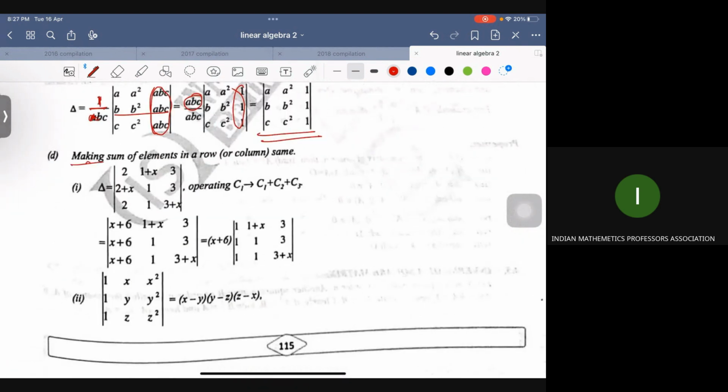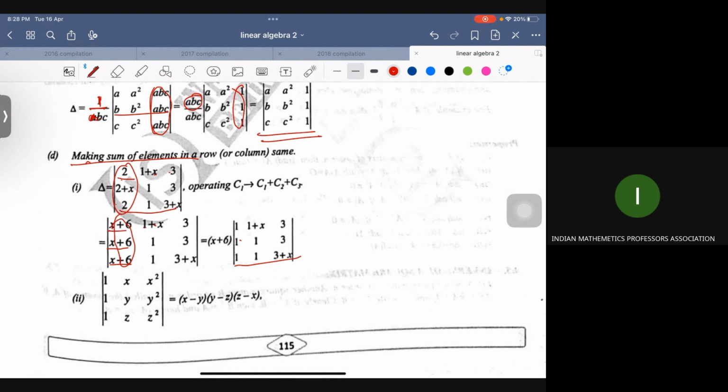So making sum of elements in a row. Here in the first column, I am adding all the columns, C1 plus C2 plus C3, and writing the sums: 2 plus 1 plus x plus 3 is x plus 6, 2 plus x plus 1 plus 3 is x plus 6, and 2 plus 1 plus 3 plus x is x plus 6. The remaining 2 columns I am keeping the same, and I am removing x plus 6 outside from the first column. So I will get 1, 1, 1, and it is easy to find the determinant here.